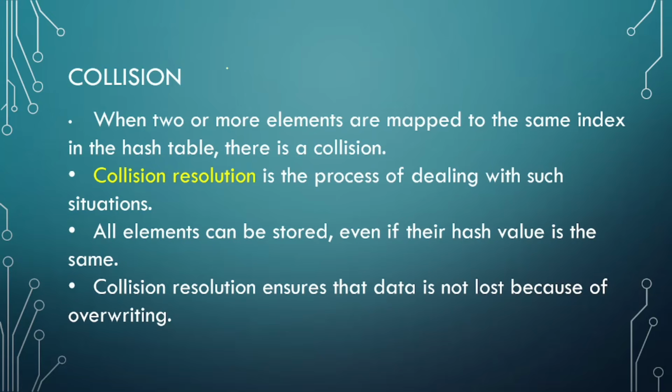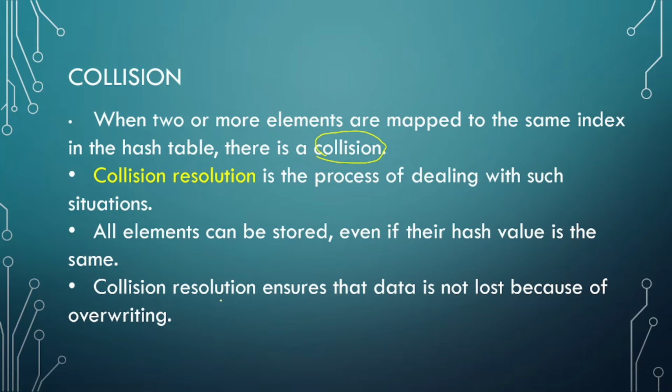Next concept is collision. The meaning of collision is when two or more elements are mapped to the same index. For example, sometimes the remainder can be the same. At that time in the hash table, the collision will happen, so you can't put two elements into the same index. That particular situation we call a collision. There are some collision resolutions to deal with that, so all elements can be stored even if their hash value is the same.